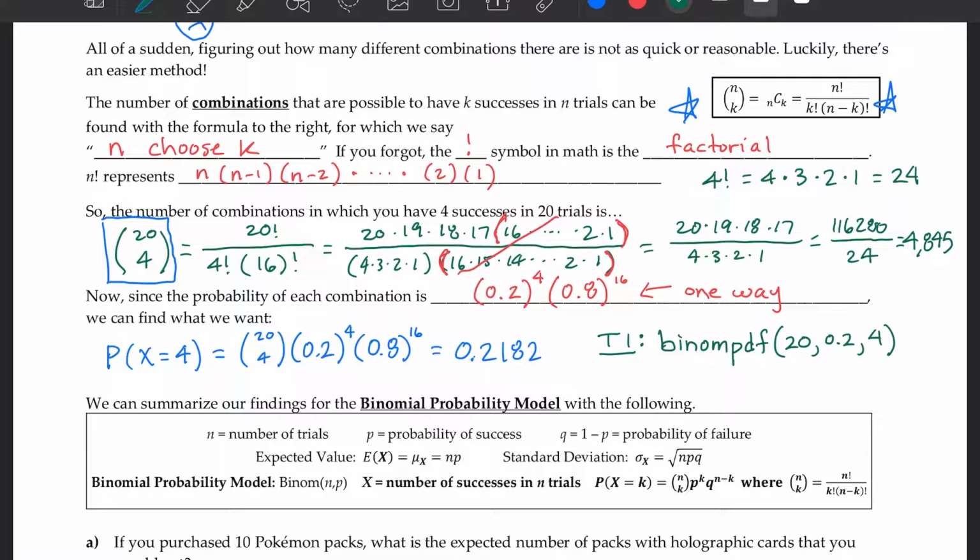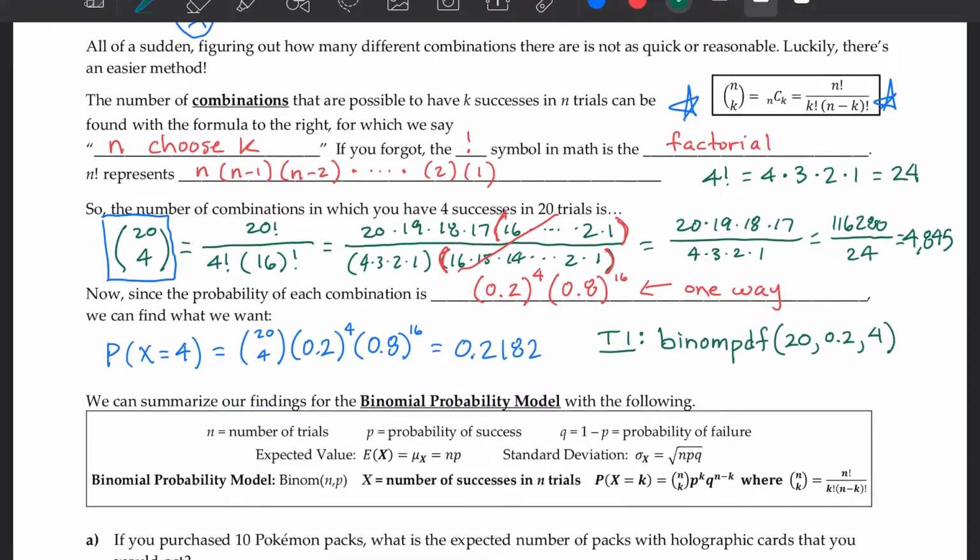So I wrote down here the TI command. If you own an older TI calculator, then you didn't get the fancy menu that popped up for me, but you can type in this syntax right here. So we're talking about number of trials, comma, the probability, comma, number of successes.